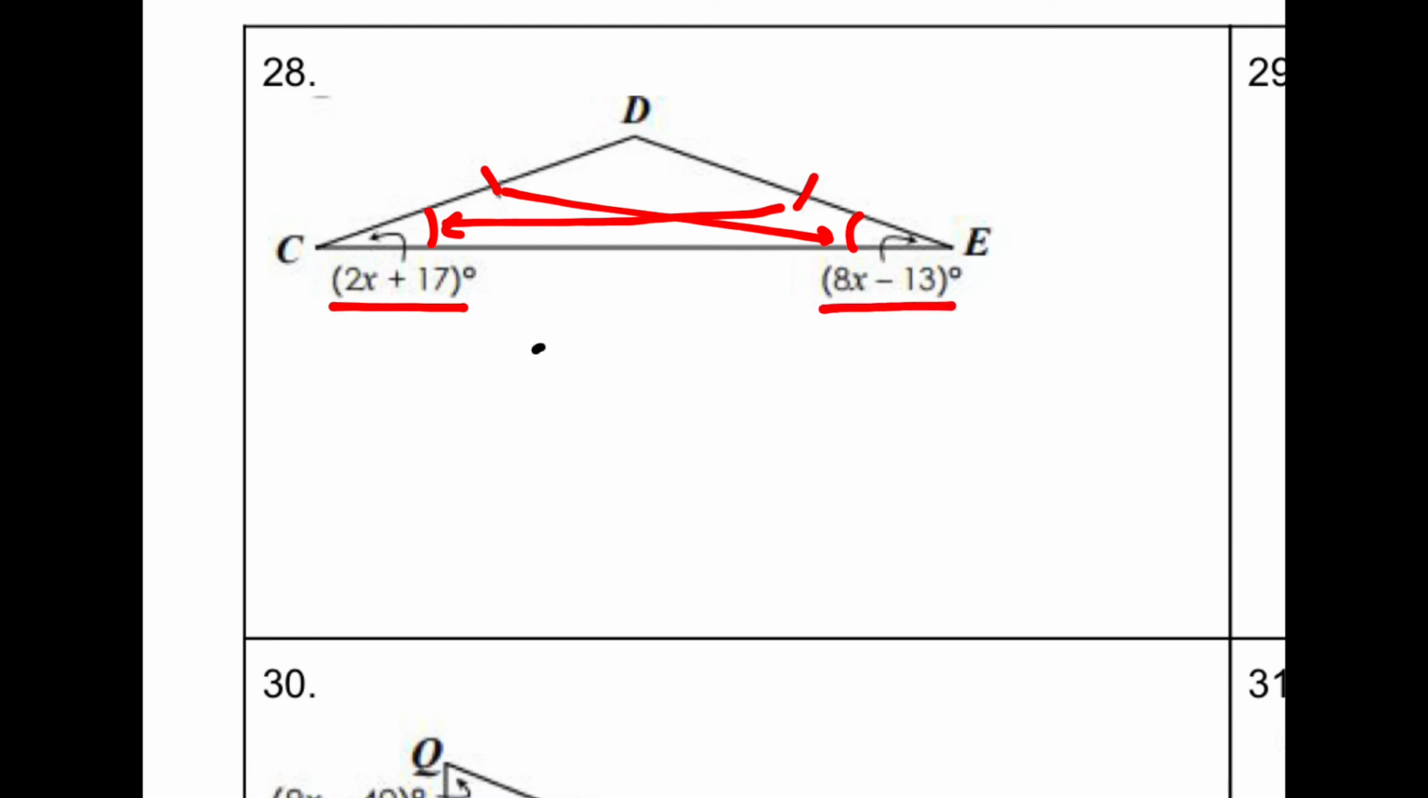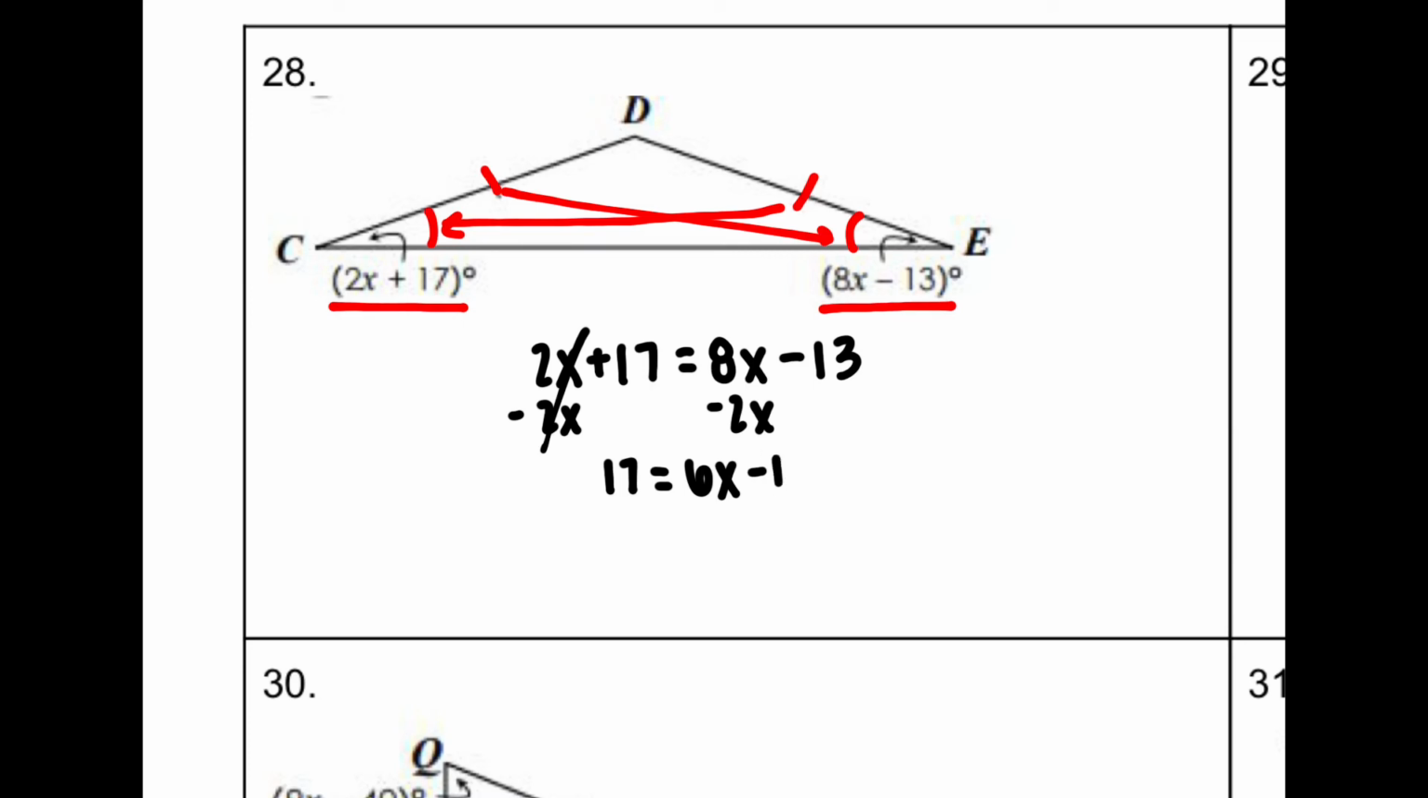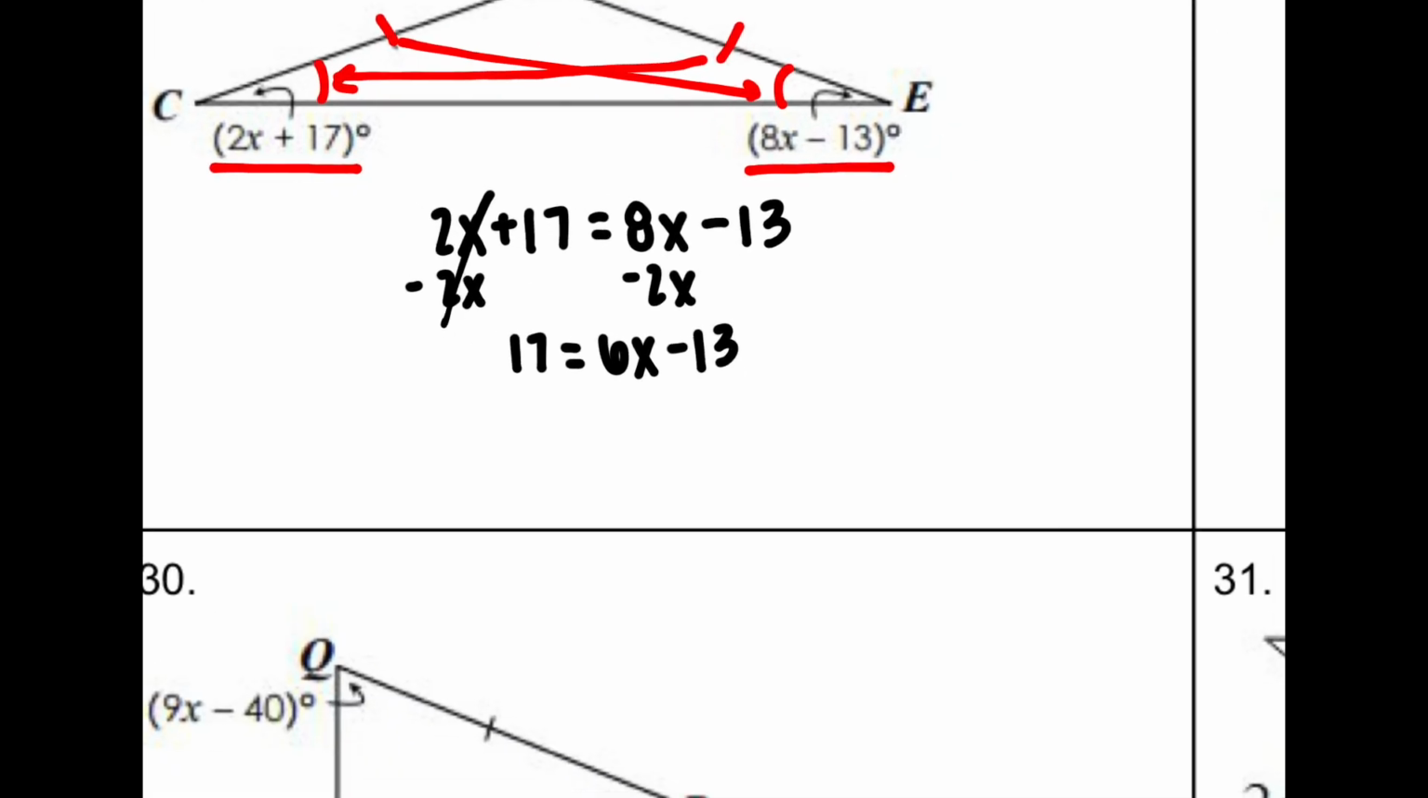So I'm going to set it up just like that. 2x plus 17 is equal to 8x minus 13. And I can now solve this for x. I'm going to subtract 2x from both sides. When I do that, it cancels out on the left. And I'm left with 17 is equal to 8 minus 2 is 6x minus 13. I'm going to add 13 to both sides. So 17 plus 13 gives me 30, which is still equal to 6x. And I'm going to divide both sides by 6 so that x is equal to 5.